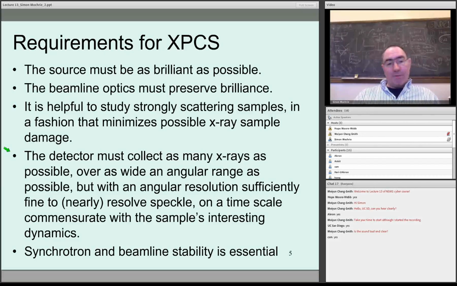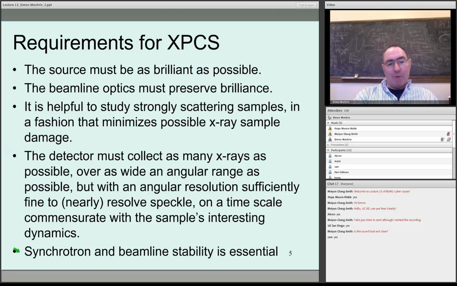Another aspect of the XPCS experiments that I'll describe to you, and I think basically any XPCS experiment, is to use an area detector, so that rather than collecting at a single point in space, you collect over as wide an angular range as possible. That's something that the neutron scatterers know how to do very well and have been doing for a very long time. I think in X-ray scattering circles, we still have something to learn about how to optimally collect from as wide an angular range as possible over as broad a range of wave vectors as possible.